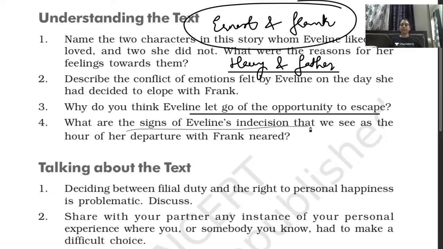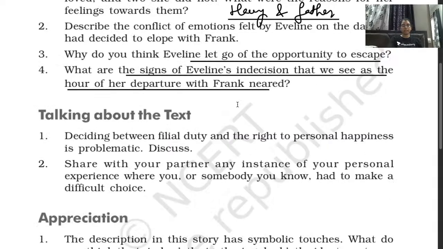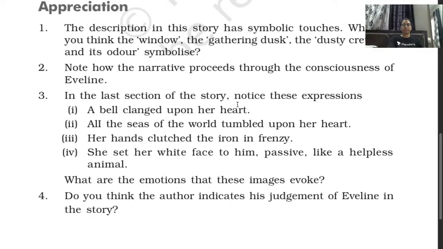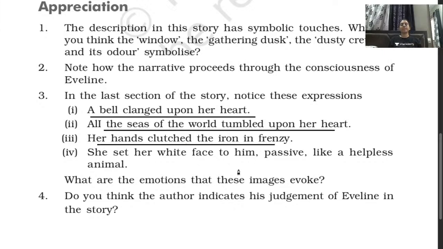What are the signs of Eveline's indecision that we see as the hour of the departure with Frank neared? So the indecision is again about whether she has to run away with him or stay here. A bell clanged upon her heart, meaning she suddenly felt extremely scared. All the seas of the world tumbled upon her heart, which means everything came down on her suddenly. Her hands clutched the iron in frenzy, meaning she was so scared that she caught hold of the iron bar so hard that she could not move from there.